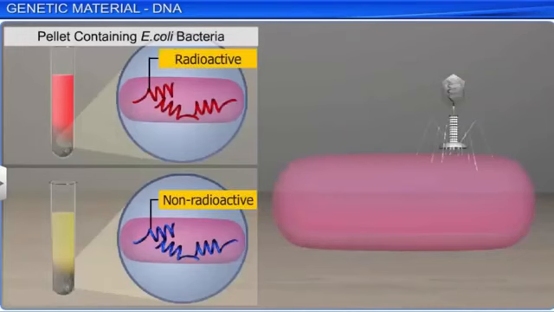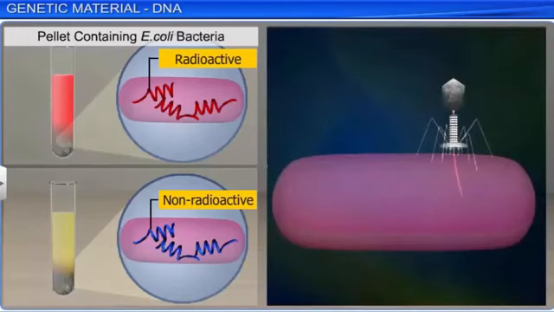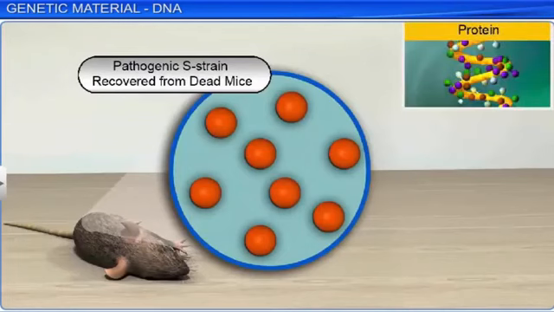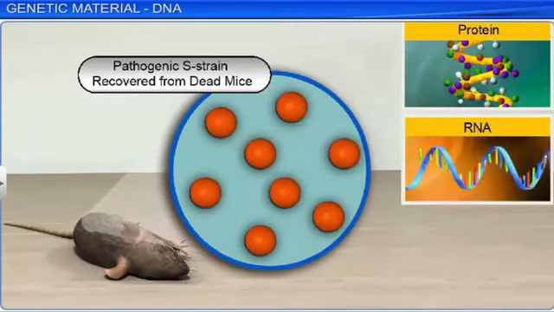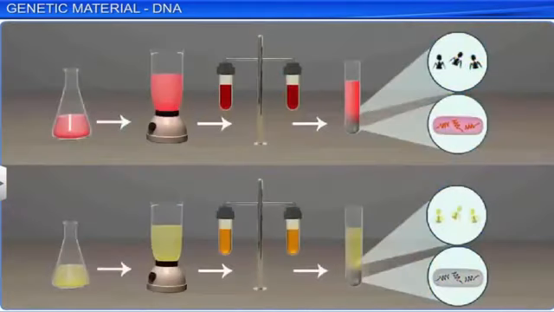It was clear then that proteins did not enter the bacteria from the viruses. Rather, it was the DNA that passed on from the virus to the bacteria. Therefore, despite experiments by Griffith and Avery, MacLeod and McCarty, it was the experiment by Hershey and Chase that proved the fact that genetic material is DNA.